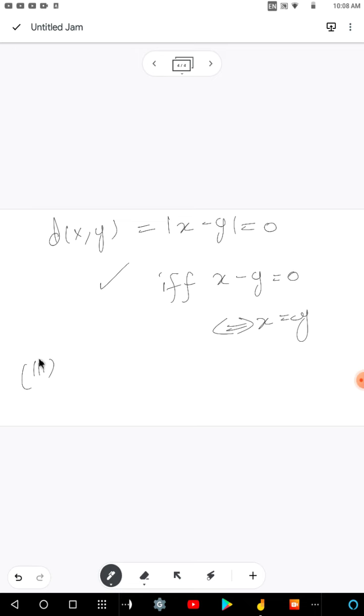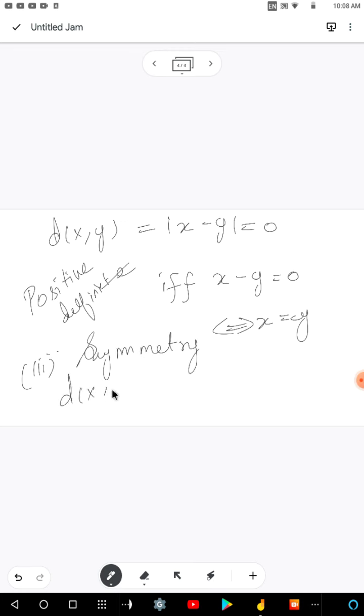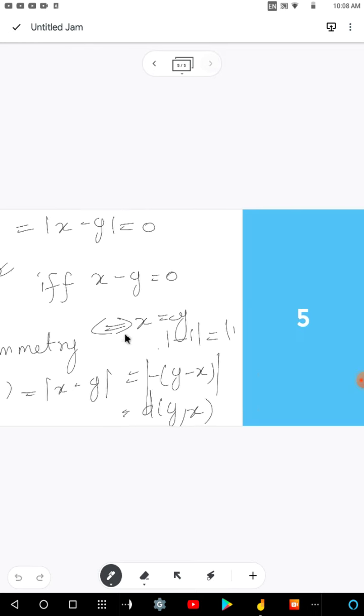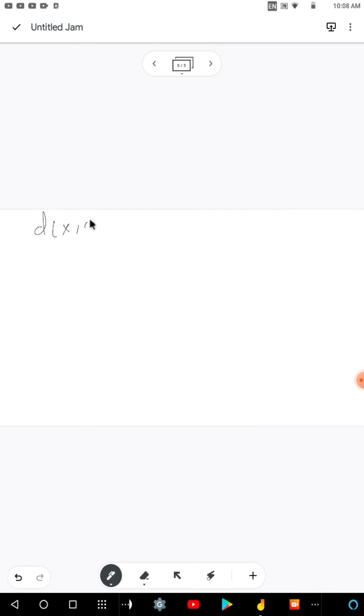This is the positive definite property. What is the third property? Symmetry property, correct? d(x, y) can be written as modulus of x minus y. You can just take minus common, so modulus of y minus x, which is equal to d(y, x), because modulus of a negative value will be a positive value, and hence you can say d(x, y) equals d(y, x).